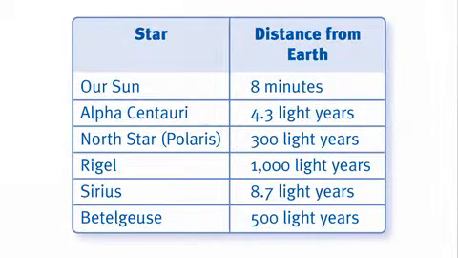Next, tell students that light leaving our Sun right now will not reach Earth for 8 minutes, and that light leaving Alpha Centauri will not reach Earth for 4.3 years. Explain further that light leaving the North Star right now will not reach Earth for 300 years.